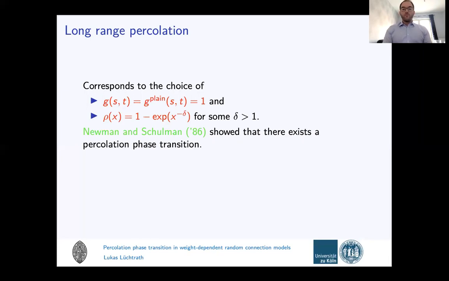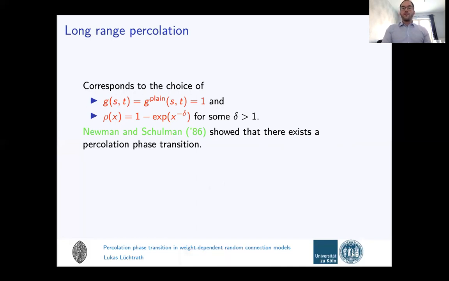And I connect 2 vertices independently just depending on their distance with this function rho here. And Newman and Schulman showed that in this case, there exists a critical or percolation phase transition.